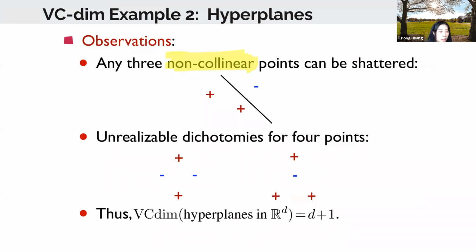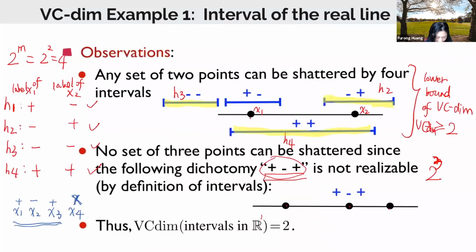Does that make sense? Let me see in the chat. People are saying that in the case of the real line, H equals H1, H2, H3, H4. Actually, that's not true. Let me clarify that. In the case of the interval real line, I'm just showing examples of H. It is not true that H equals the set H1, H2, H3, H4. Otherwise, this would be a finite hypothesis class.